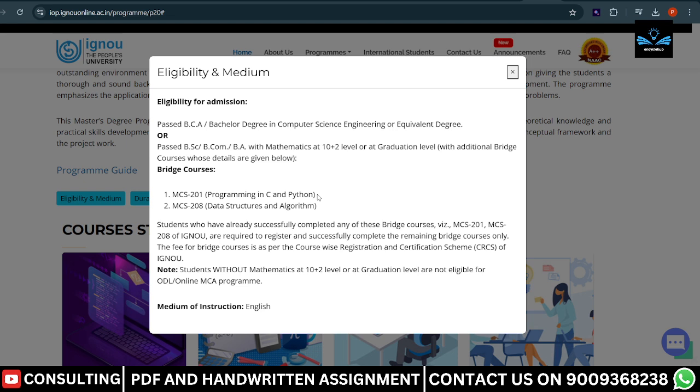And the medium of this course is English. Hindi medium is not available. So if you are pursuing this course, only English medium is available.